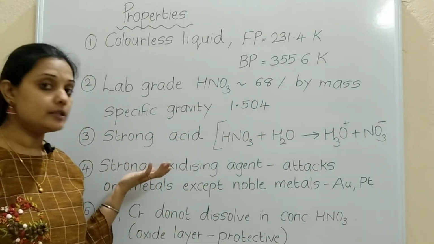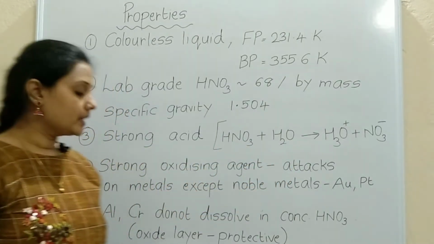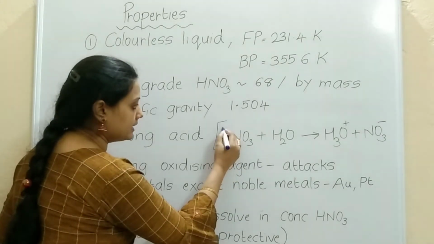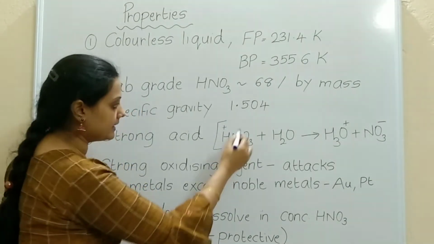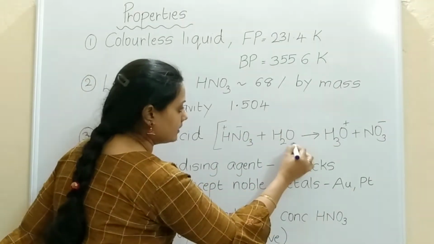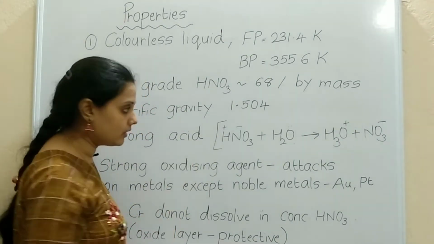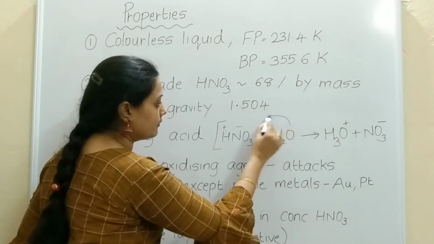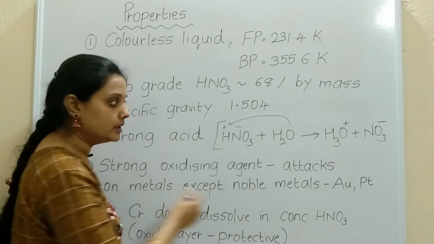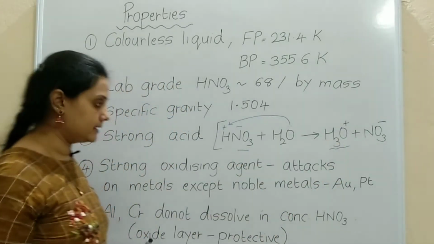It is a strong acid, we know, and it can react with water. So how will it react with water? Hydrogen here is positive, nitrate ion is negative. Water has two lone pairs of electrons on oxygen. This lone pair of electrons will attach with H plus. It forms H3O plus and nitrate ions.